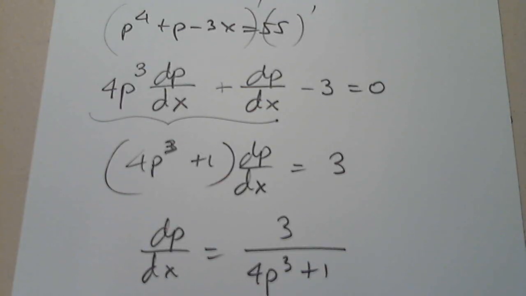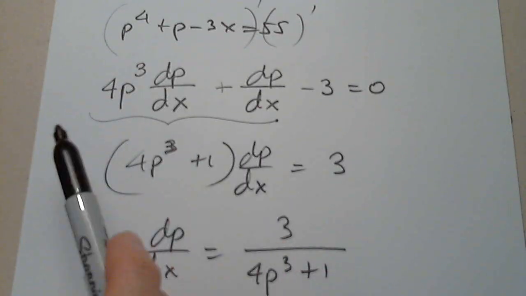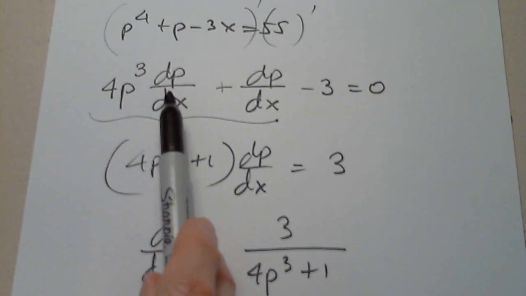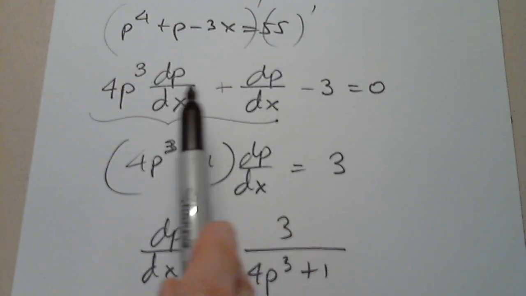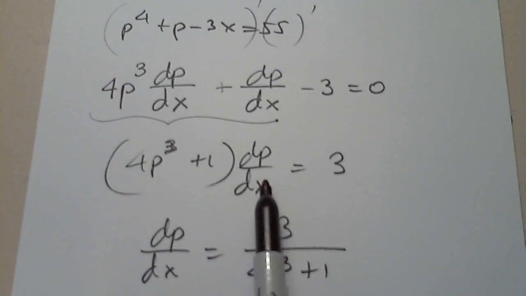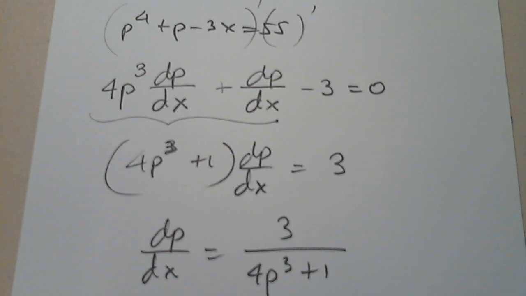So we differentiated implicitly, and because we could not combine like terms, 4p cubed times a variable plus the variable, these are not like terms. I have to factor out the variable, which is dp over dx. Any questions on 11?